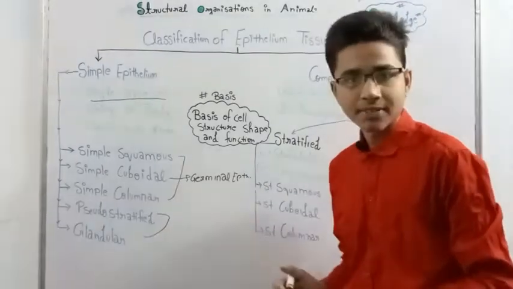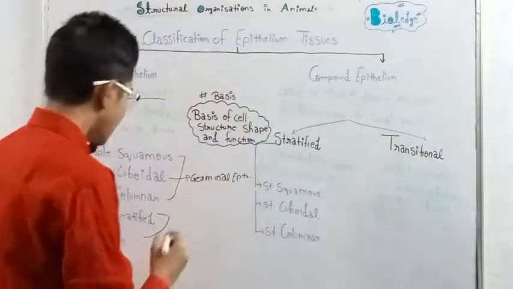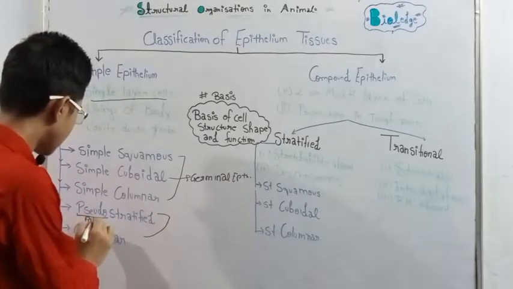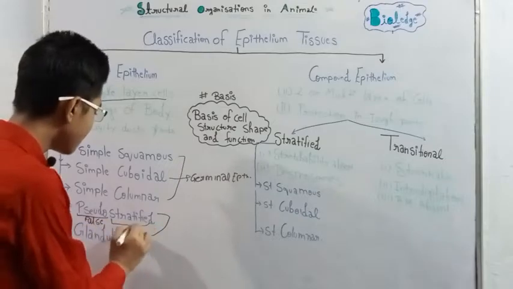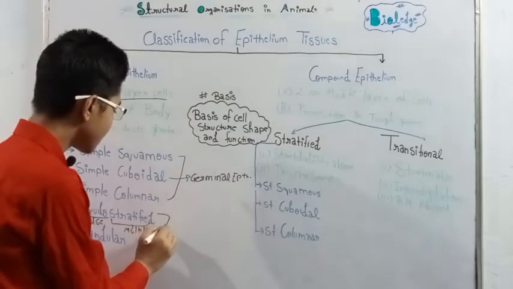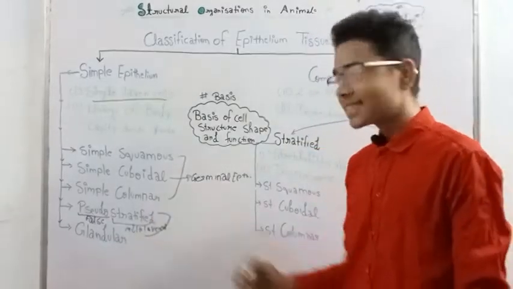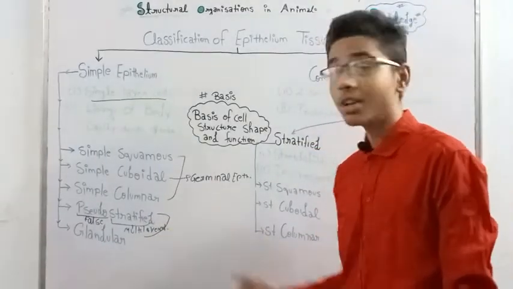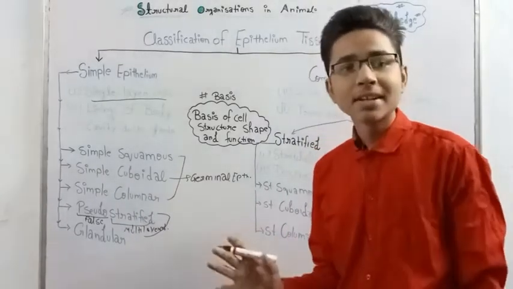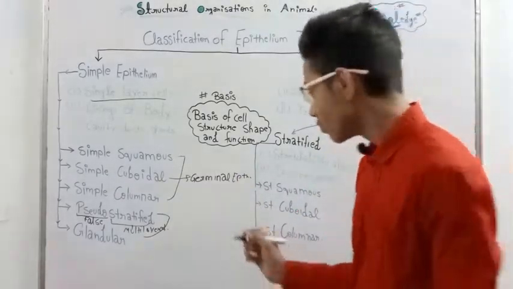And then pseudostratified. This type of epithelium is so amazing. The word pseudo means false, and stratified means multi-layered. When we pronounce them together, it states that they are false multi-layered. False multi-layered means they are not actually multi-layered, but they appear to be multi-layered. We will discuss them later, but let's take an overview.